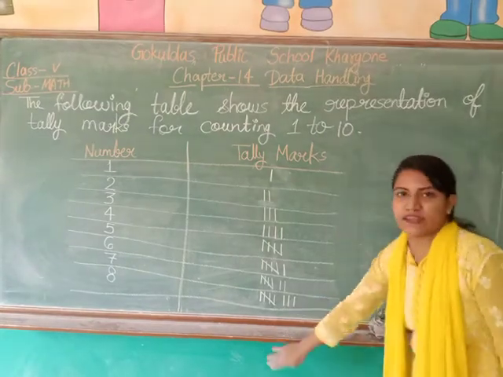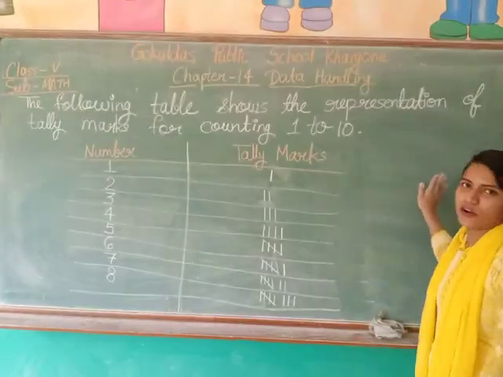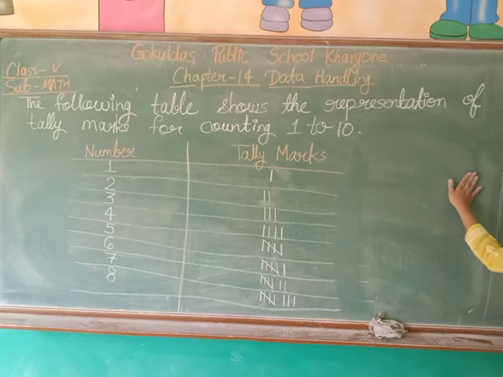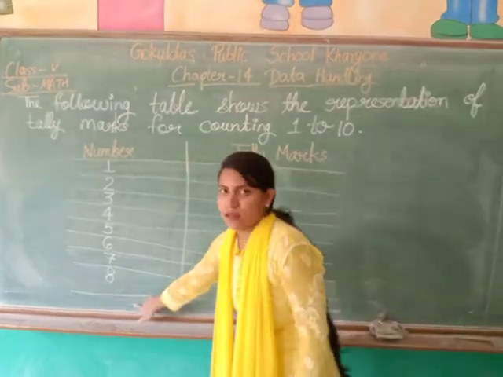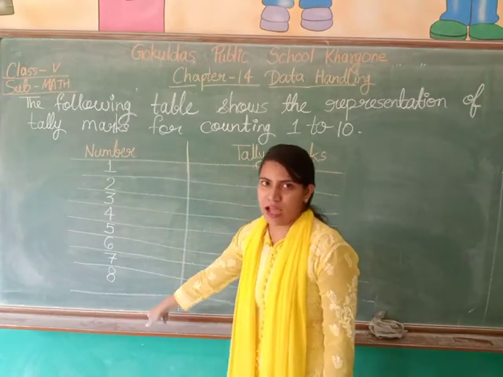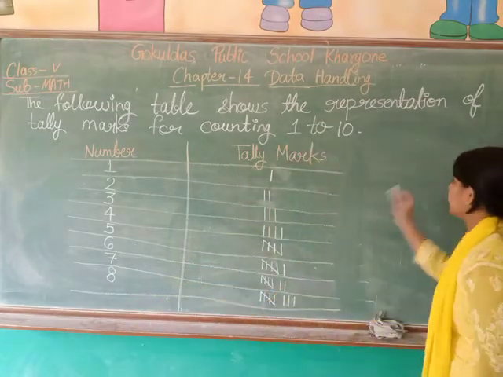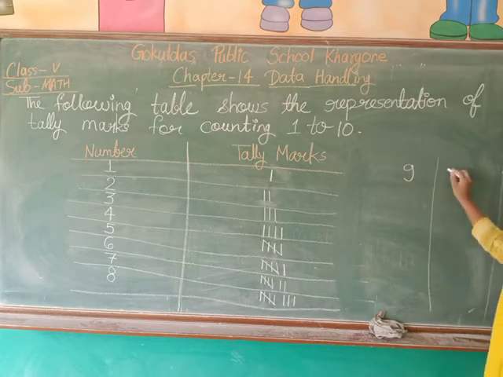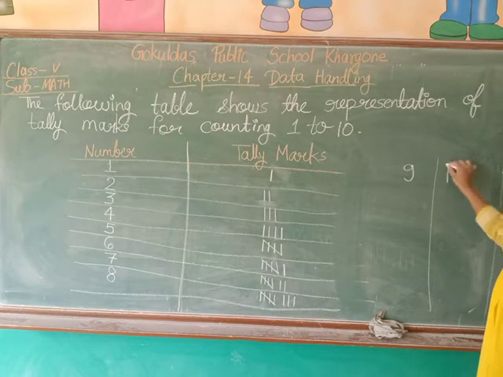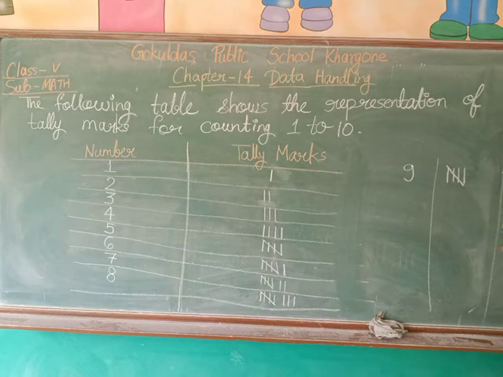Okay, I don't have further space, so I am writing for 9 and 10 here. But you will properly note down in the following lines after the 8. So after 8, 9. How will we represent it in tally marks? 1, 2, 3, 4 and 5. 6, 7, 8 and 9. Okay. This is how we will represent 9.